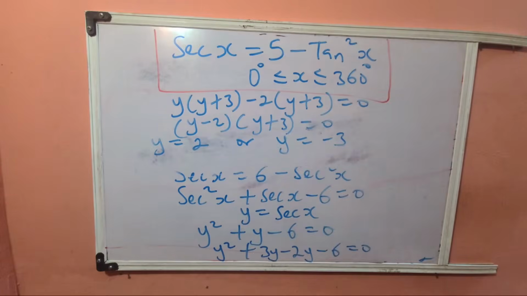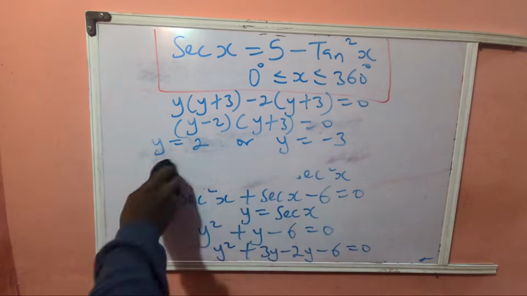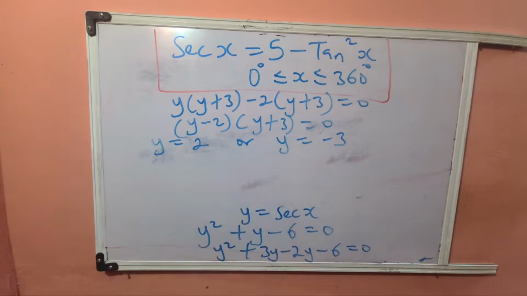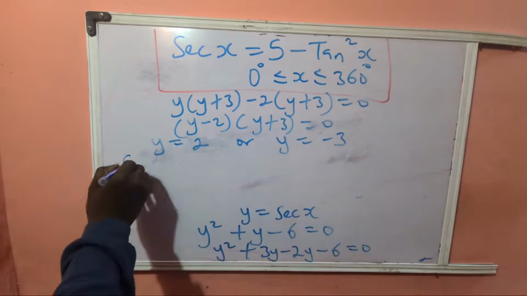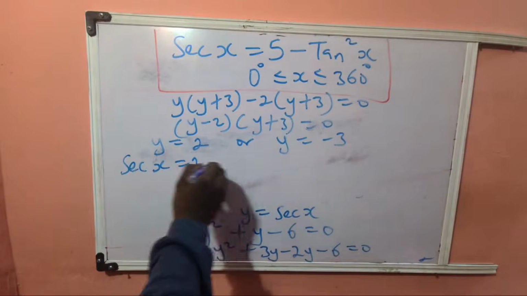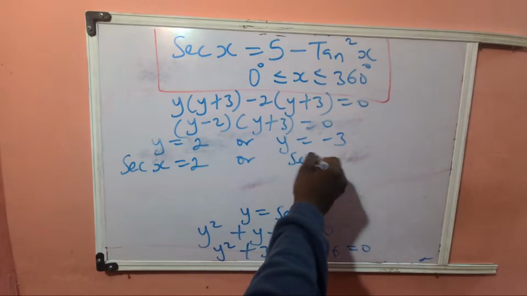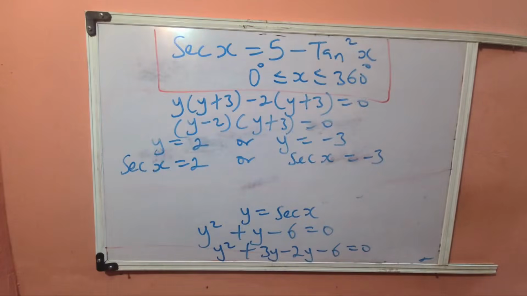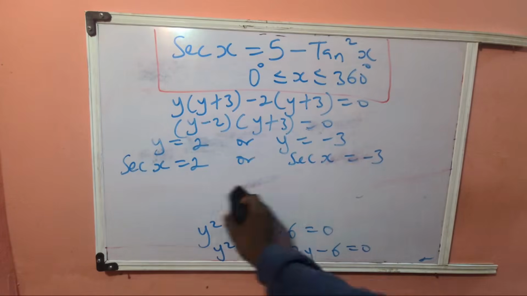But I'm sure you have not forgotten what my y was. My y was sec x. So I'm okay with writing it now as sec x is equal to 2, or sec x is equal to minus 3. This is nice, right? These are very easy things we have done before.